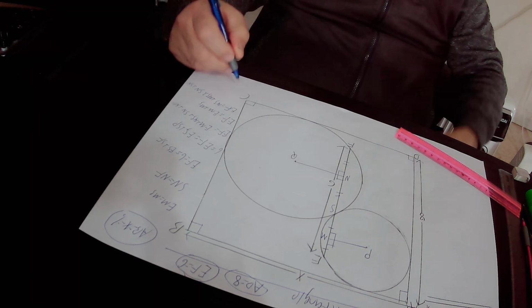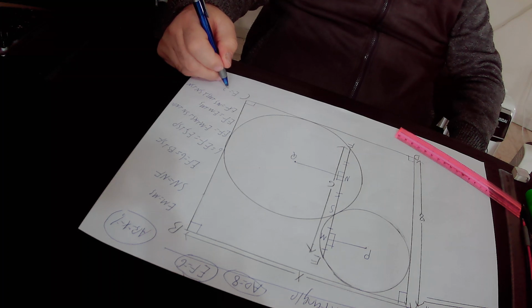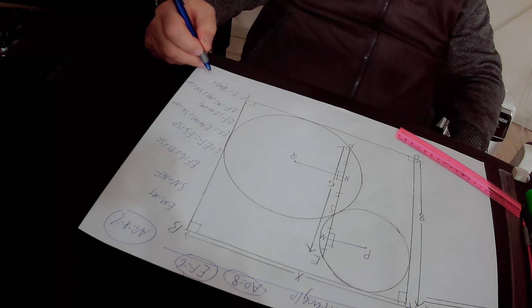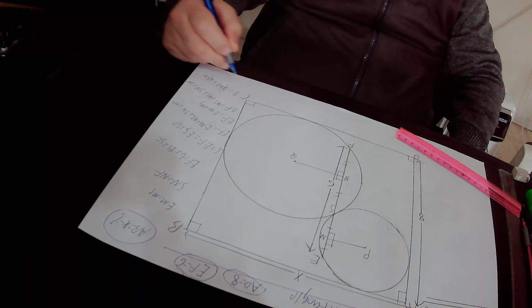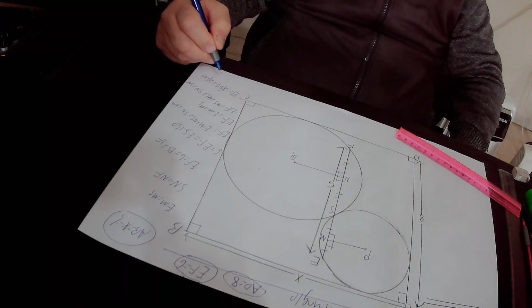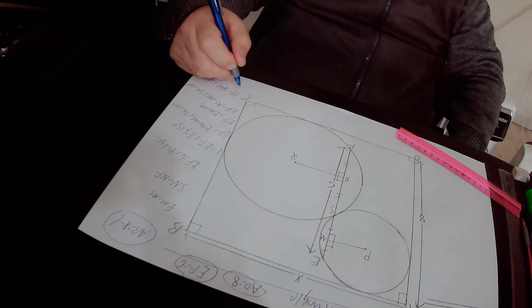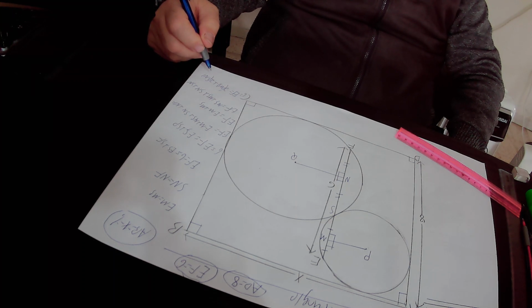So in conclusion, we found out that EF equals MS plus MS, that is 2MS, plus SN plus SN, that is 2SN. So EF equals 2MS plus 2SN, but EF equals 6. So 6 equals 2MS plus 2SN.